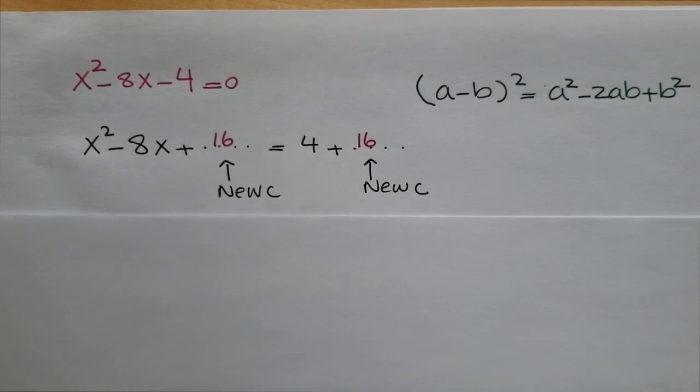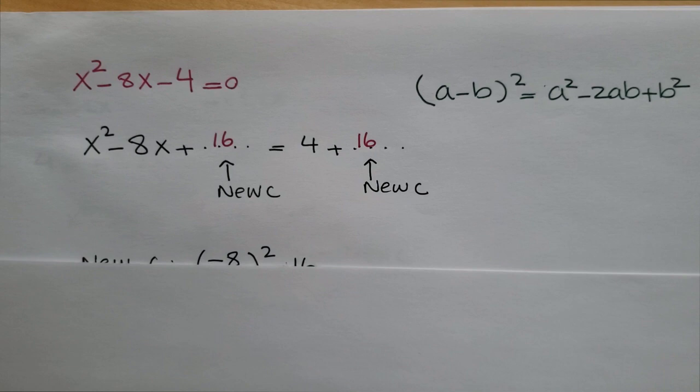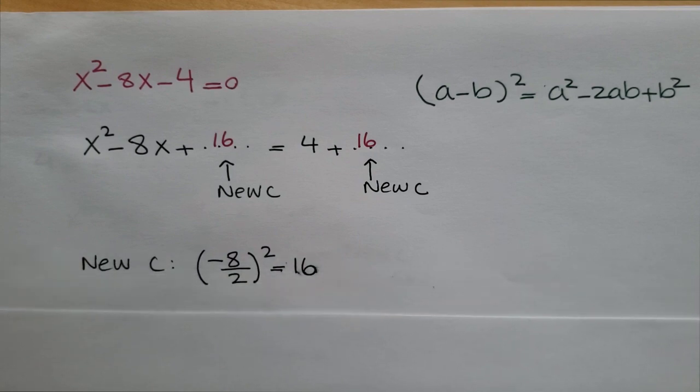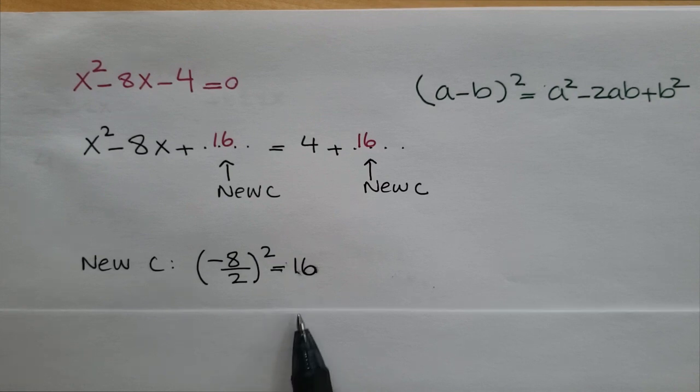And then the next step would be finding the new c value. In order to find the new c value, you have to follow the formula, which is b over 2 to the power 2. Here, the b, which is the coefficient of x, is a negative number, but it doesn't matter, because even if it's negative, when it's raised to the power 2, it will turn into positive. So the new c calculated here would be 16.